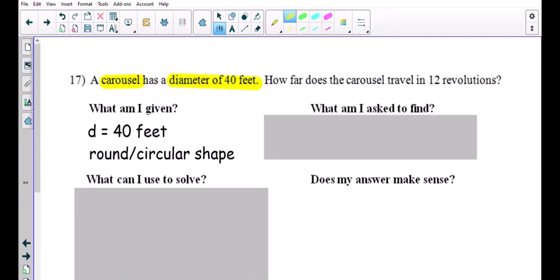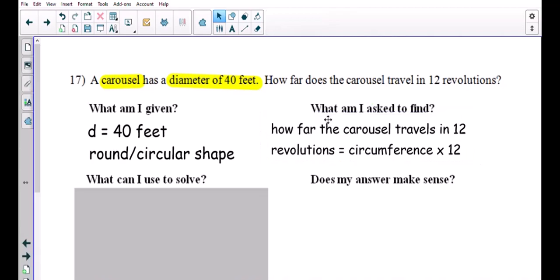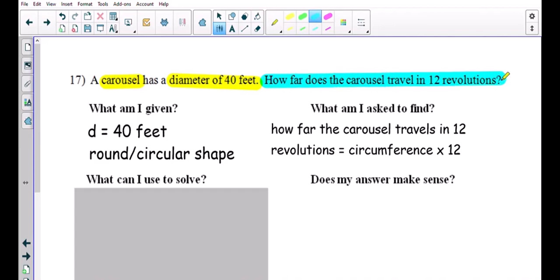What am I asked to find? Well, we're specifically asked to find how far the carousel travels in 12 revolutions, or 12 times around. So that's given in the question. What that represents is, if we're talking about how far around, like around the outside, the circumference times 12. So we're going to find the circumference and then multiply by 12 since we're doing 12 times around. One time around the carousel would be one circumference. 12 times around would be the circumference times 12.